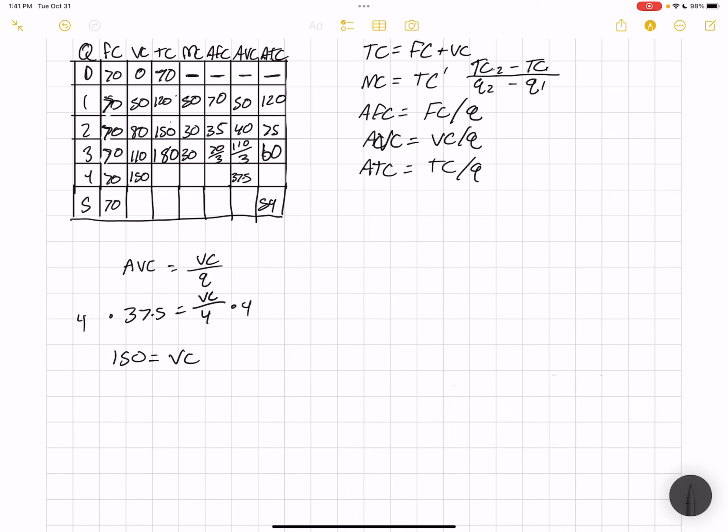And variable cost plus fixed cost equals total cost. 70 plus 150 is 220. Marginal cost is going to be the difference between our total cost now and our previous total cost. So 220 minus 80. And 220 minus 80 equals 40. Excuse me, 220 minus 180.